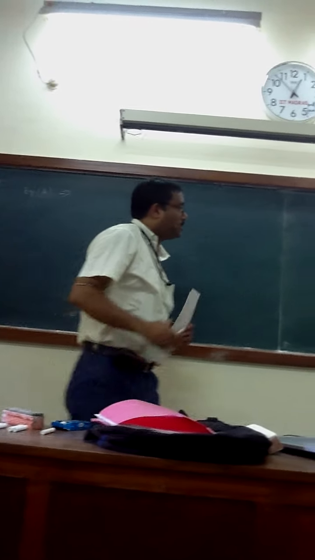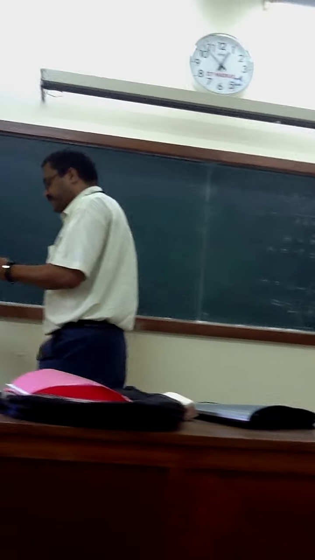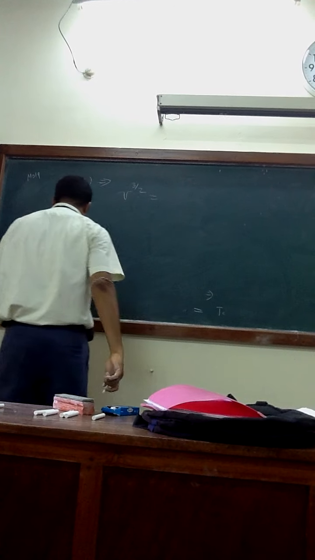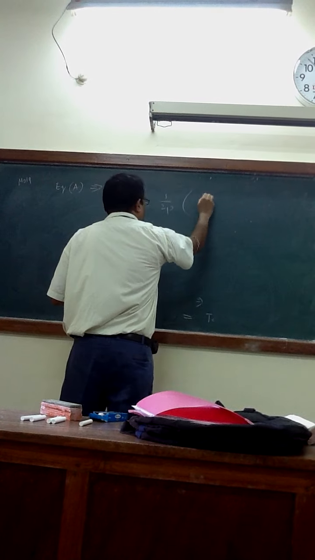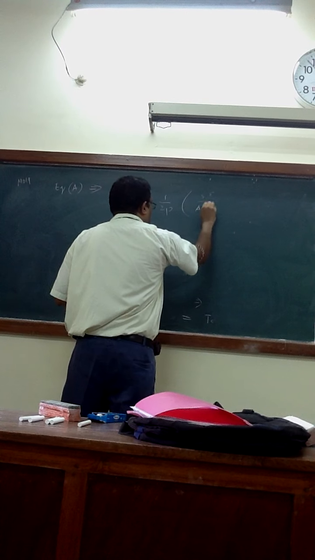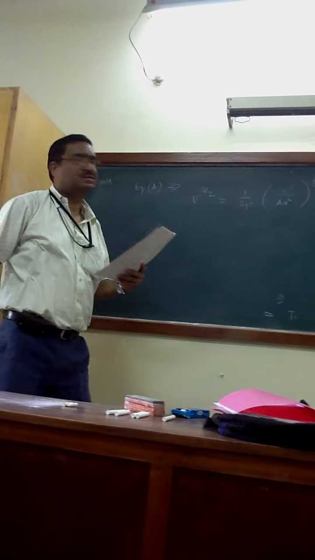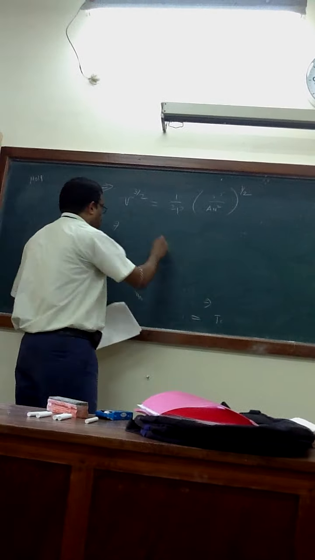Equation A, what do you get? From equation A, what do you get? B to the power 3 by 2 equals 1 by 2p, S to the power 5 n square, whole to the power half. Correct? What you want is B to the power half, right? Then you can get B.